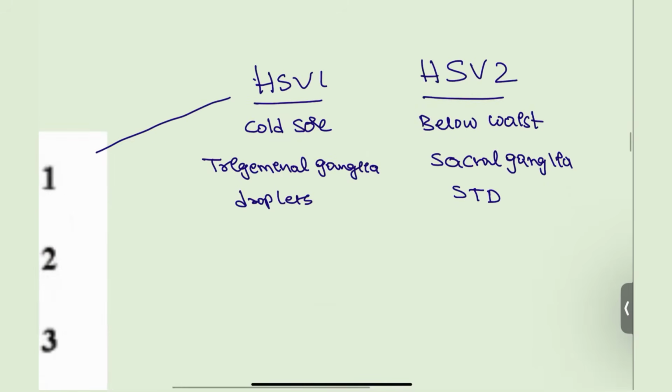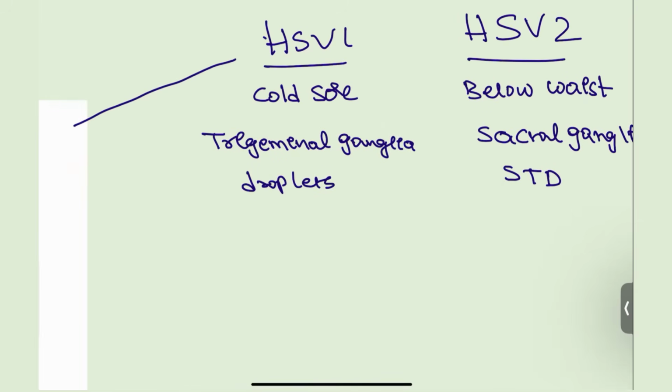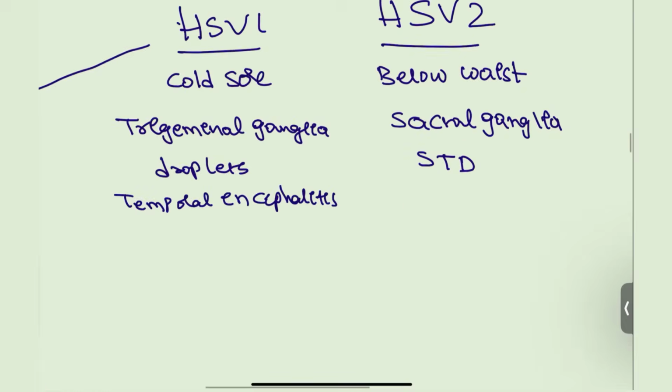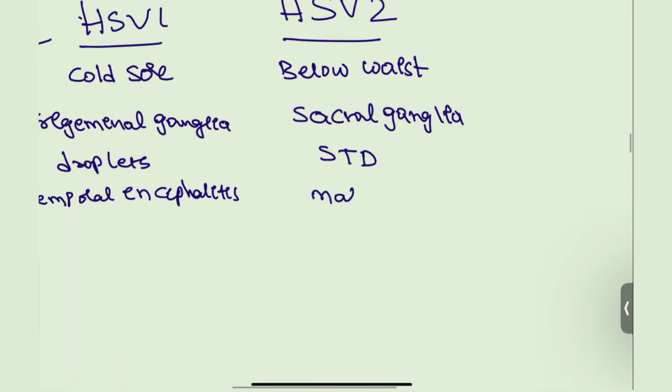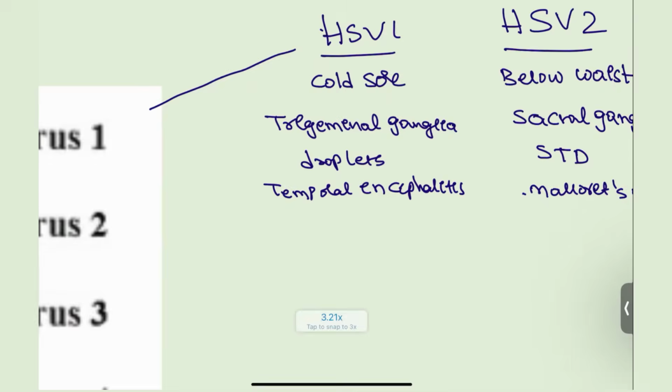Next, what are the encephalitis that they are going to cause? This can also be asked as a question. HSV1 is going to cause temporal encephalitis, and HSV2 is going to cause Mollaret's meningitis. You have to remember this for HSV1 and HSV type 2.